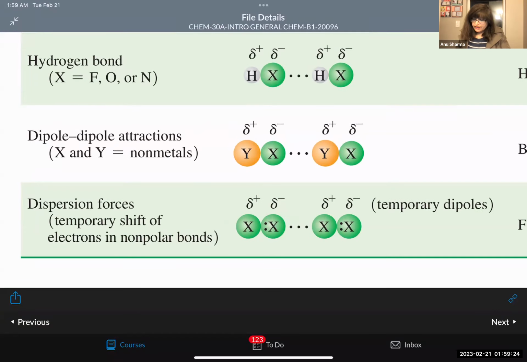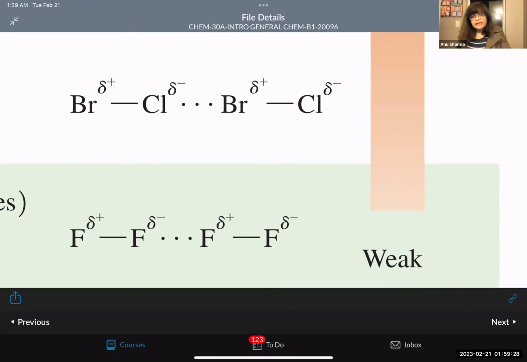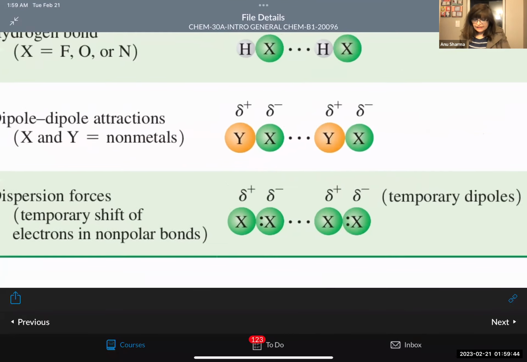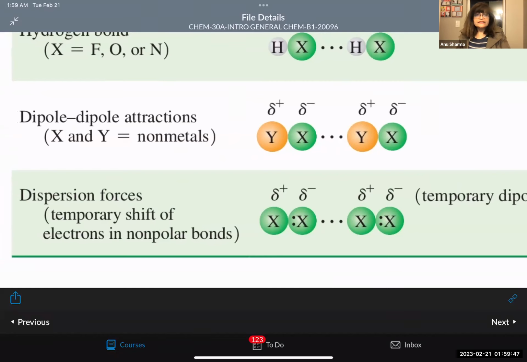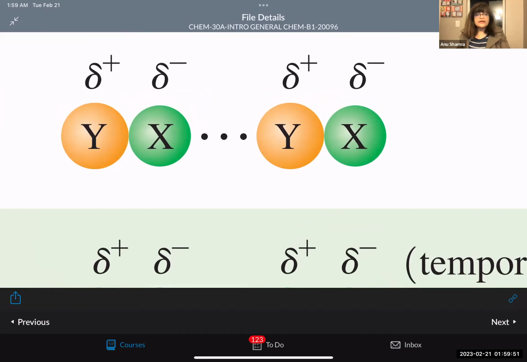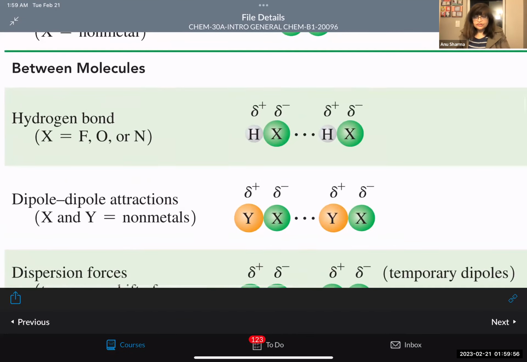Then comes the dipole-dipole interaction, like bromine and chlorine. Bromine is less electronegative, chlorine more electronegative. That bond is a polar bond. So the positive end, the bromine end, gets attracted to or aligned with the chlorine of the neighboring molecule. Sometimes their bonds can also break. But nonetheless, this is the dipole-dipole attraction, and it exists whenever there are nonmetals. This is how they align. Next is hydrogen bonding: fluorine, oxygen, and nitrogen.